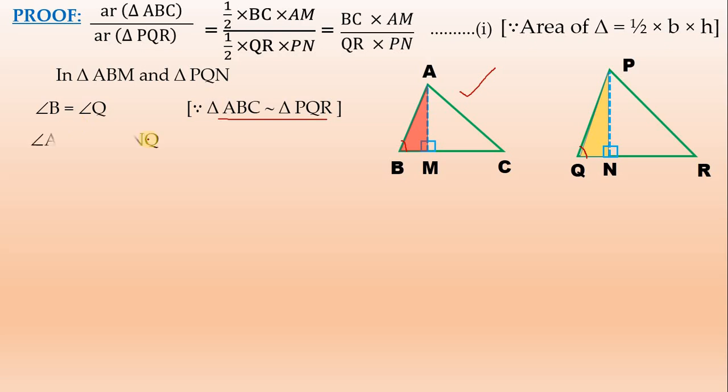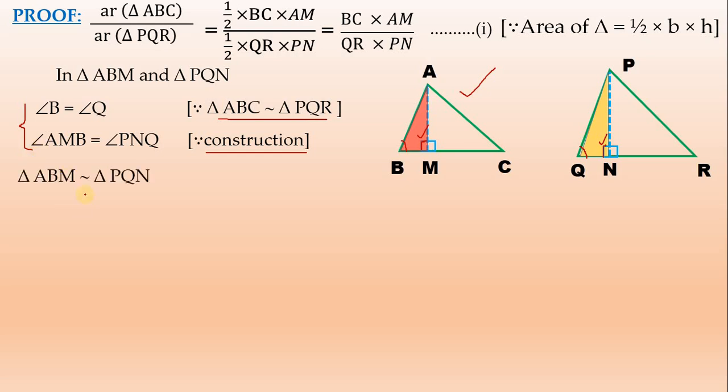Similarly, this angle AMB means this angle. This angle is equal to this angle. Why? These two angles are equal to 90 degrees. You can write each angle equals 90 degrees, or else you can write construction. Now here we have shown two pairs of corresponding angles are equal. Hence, these two triangles are similar according to the AA similarity criterion.